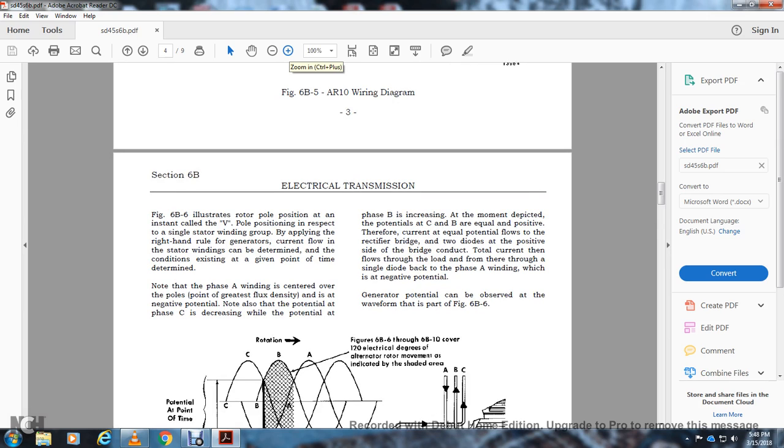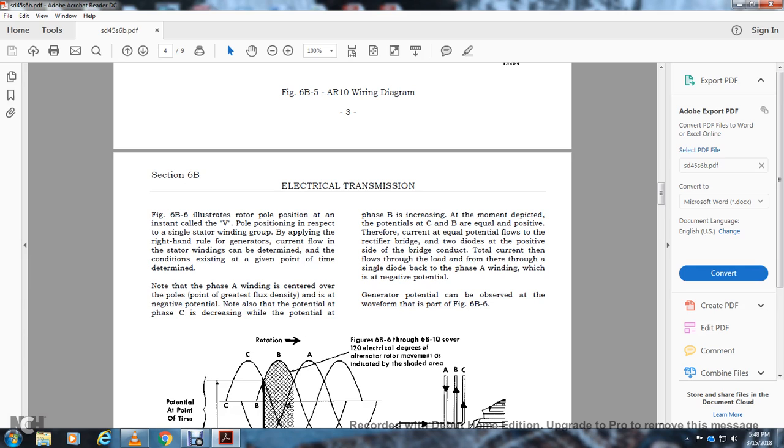Figure 6B illustrates the rotor pole position at an instant in time with respect to a single stator winding group. Applying the right-hand rule, the generated current flow in the stator winding can be determined for the condition existing at a given point in time. Note that the phase A winding is centered over the pole with the greatest flux density and is at the negative potential. Note also that the potential of phase C is decreasing while the potential of phase B is increasing, until at the moment C and B are equal and positive.